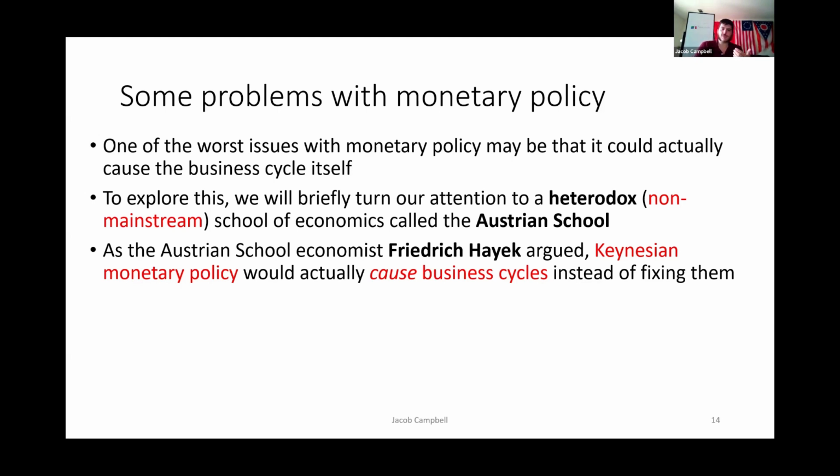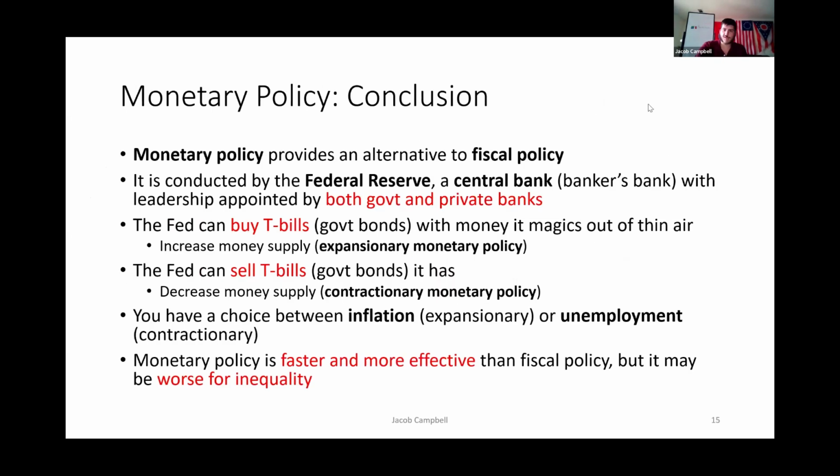But to explore this, we're going to briefly turn our attention to a heterodox, a non-mainstream school of economics called the Austrian school. And as the Austrian school economist Friedrich Hayek argued, Keynesian monetary policy would actually cause business cycles instead of fixing them. I'll see you in the next one.